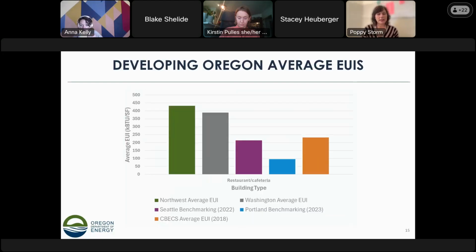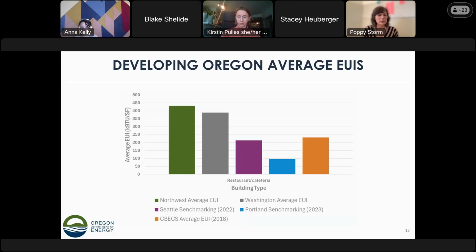Next slide. The only other building type where we recommended making an adjustment, and where we felt like we had the justification for doing so with available data sets, is in the restaurant cafeteria category. So if you see the green bar on the far left, and then also the gray bar for the Washington average EUI, the Northwest average EUI for restaurants is very high, and it doesn't align with a lot of the other data sets. And so we feel like this is a little bit of an outlier. We're not sure if there were maybe a number of other building types included in with that, maybe some much higher EUI types like fast food. It's unclear, but it's significantly higher than a lot of our other data sets. So we felt like it was reasonable to make an adjustment here.